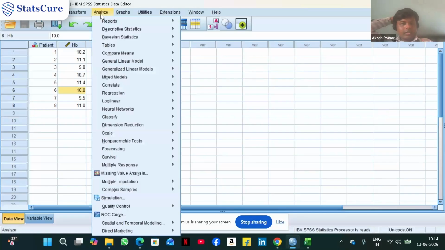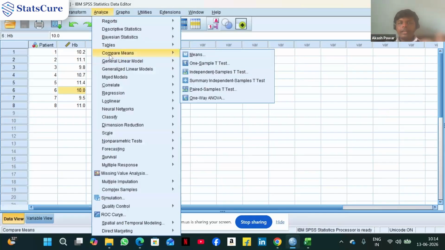Can you show, Andrila? So in analysis, we have various tests laid down here. You can go to compare means, where we have various means comparison tests. One sample t-test is one such. You can select that.